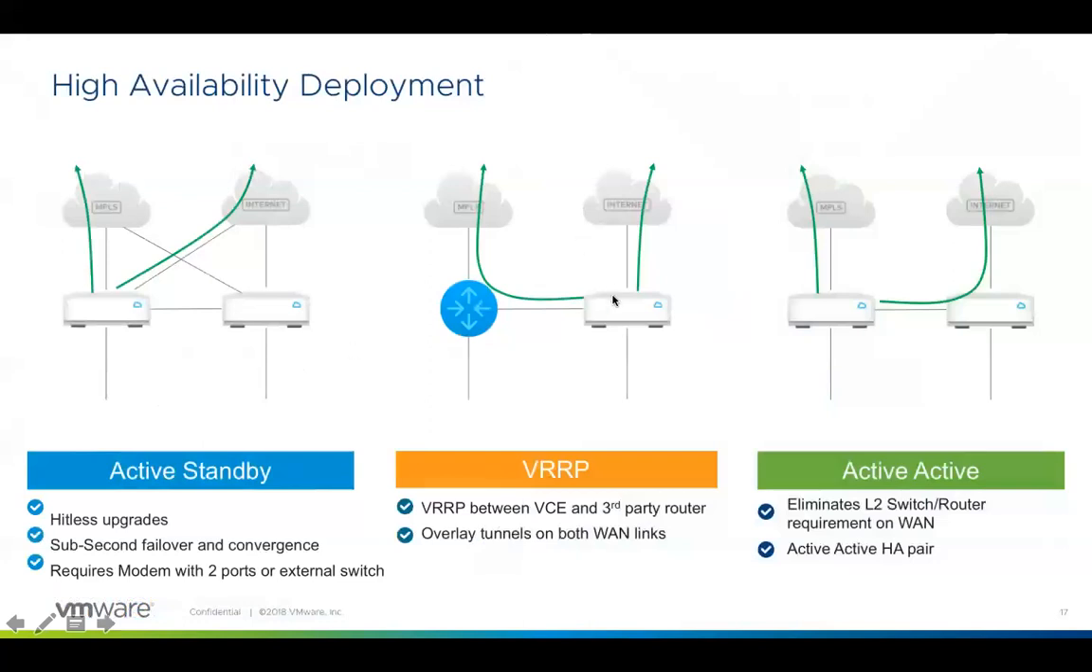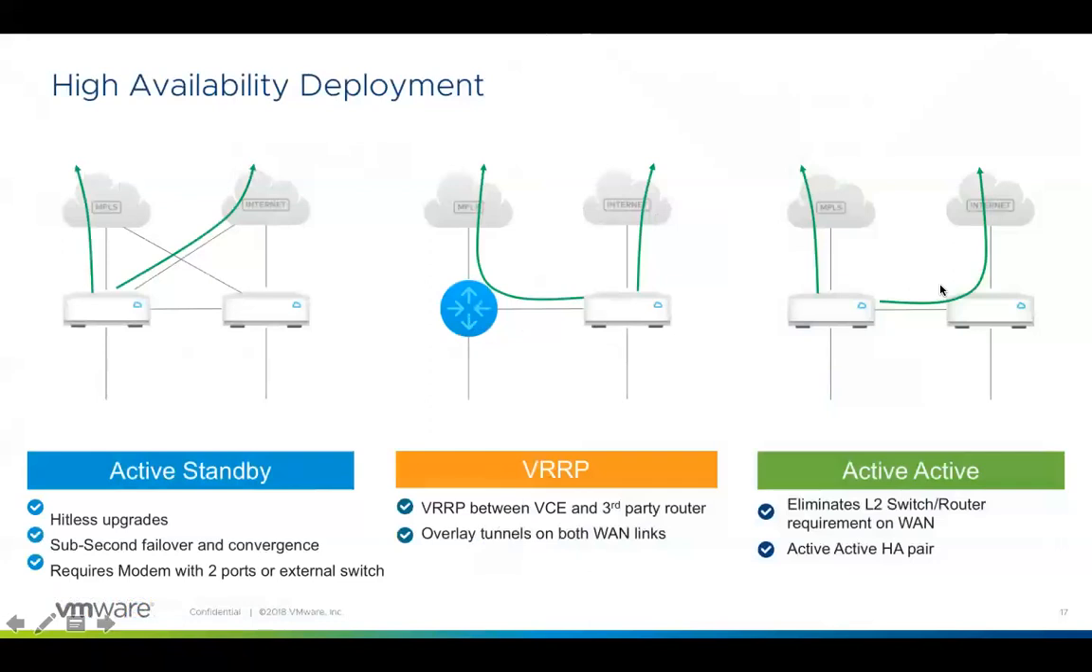The option in the middle is where we run VRP between the CE router and the VeloCloud edge. So basically on the VeloCloud edge, we establish 2 tunnels in this hybrid site across both internet and MPLS. And then we are the VRP master when we are alive. And then if the VeloCloud edge goes down, then the VRP master would be the CE device.